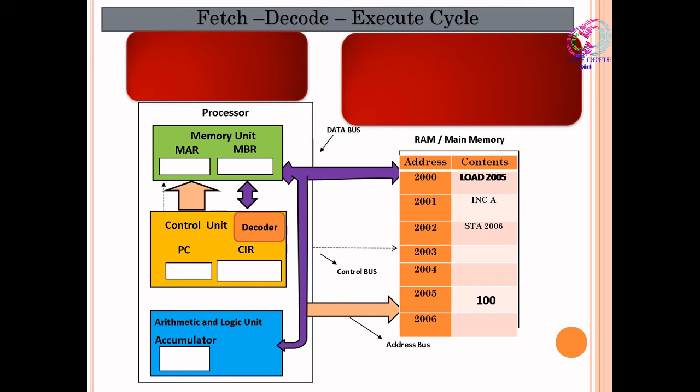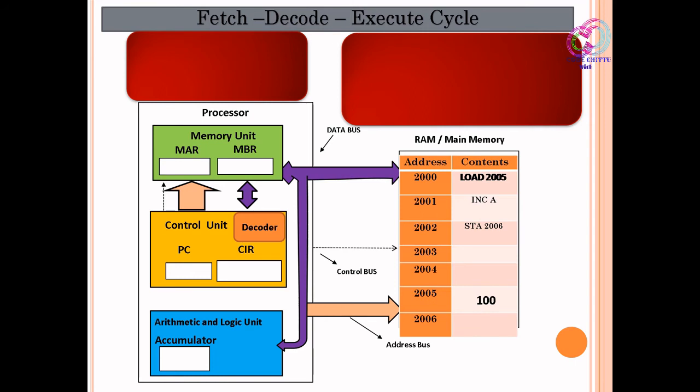In PC, the address of the next instruction will be stored. So it starts from PC only, and CIR holds the instruction to be decoded and executed. I just added a decoder here so that it is easy for you to understand the decoding. Another unit is the arithmetic and logic unit. In that arithmetic logic unit, we have the accumulator, a general purpose register.